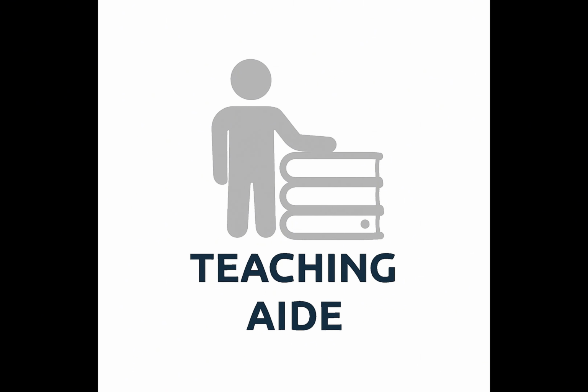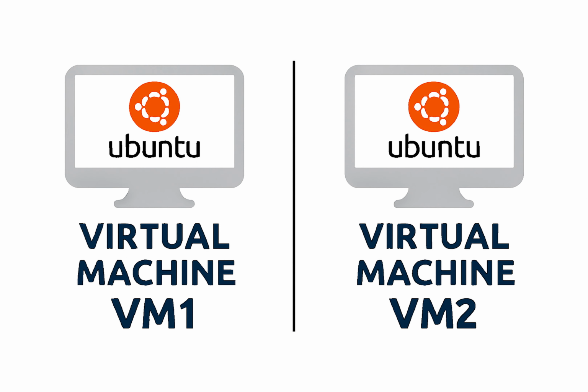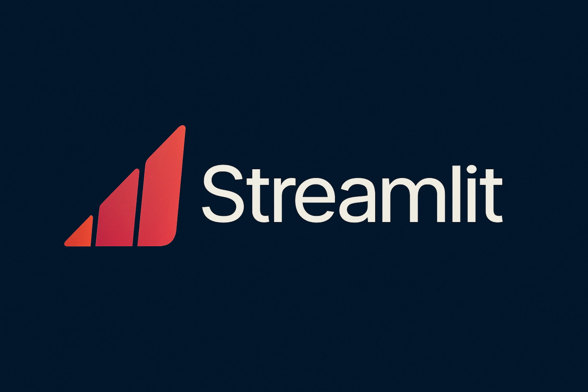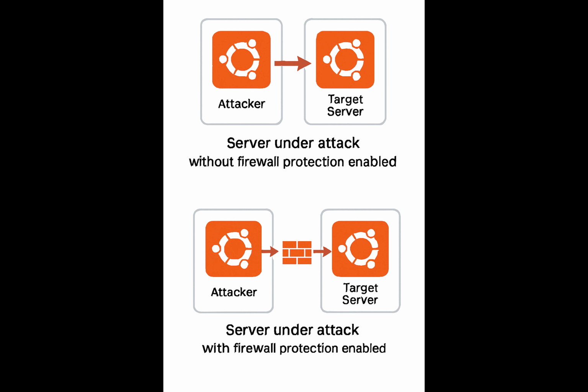The teaching aid is a hands-on demo that shows what a DOS attack looks like against a website and explains the methods we use to stop it. Our demo uses two Ubuntu virtual machines on separate physical devices. One VM acts as the attacker, and the other hosts the target web server and the defensive controls. The host runs a Streamlit app to serve a simple local website in the browser. We demonstrate two scenarios: the server under attack with no protections enabled, and the server under attack with our protections enabled. Now let's observe the first scenario, where the server is under attack with no protection enabled.